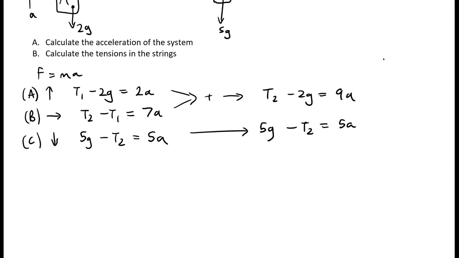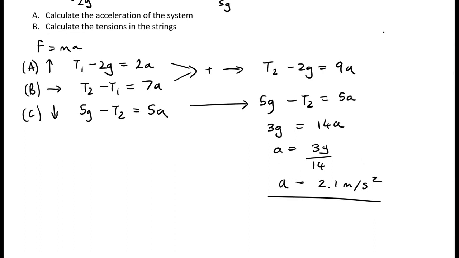Now, just looking here, ignoring everything else, we have 2 equations with 2 unknowns, T2 and A, so it's possible to solve for those 2 variables. Again, use elimination, so 3G is equal to 14A, therefore A is 3G over 14. Calculate A, that's 2.1 meters per second squared.